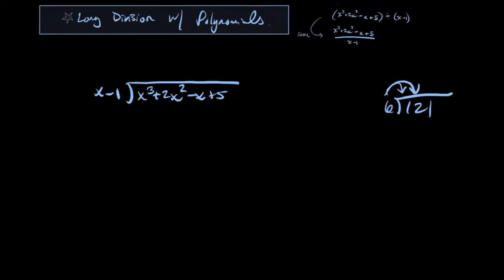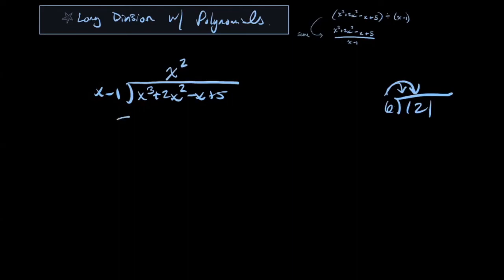So what do I have to do to x minus 1 to make it look like x cubed plus 2x squared minus x plus 5? And we want to focus just on the first terms. Okay, so what do I have to do to x to make it look like x cubed? And the answer would be multiply it by x squared. So I'm going to put it over the x squared term.